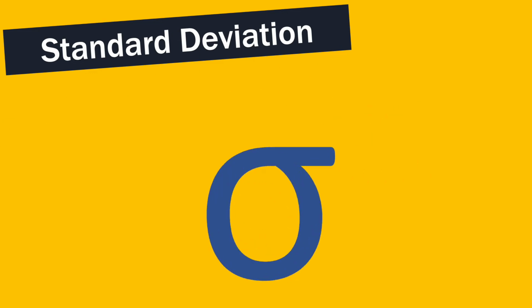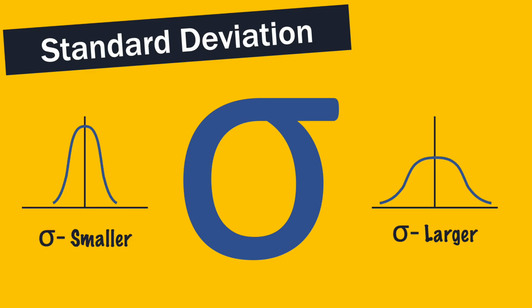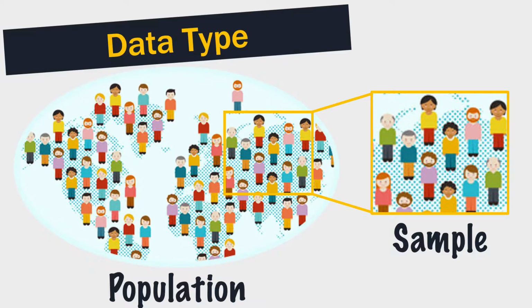We typically measure variation by what is known as the standard deviation. The standard deviation is often referred to as the Greek letter sigma. The larger the standard deviation, the larger the variation. The rest of this video is going to go through how the standard deviation is measured.